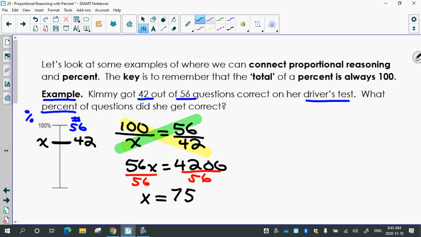75. And then look back at your picture. 75 represents the percent she got. So therefore, Kimmy got 75% of the questions correct.